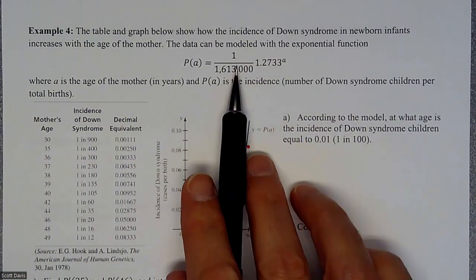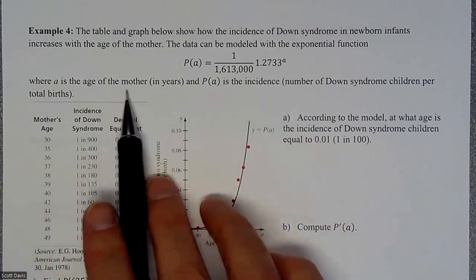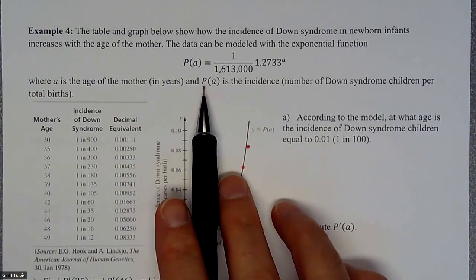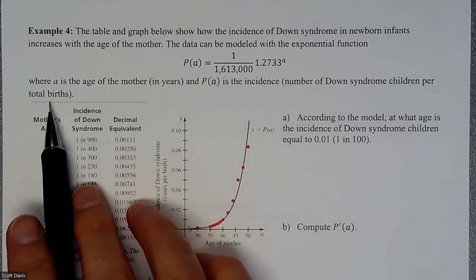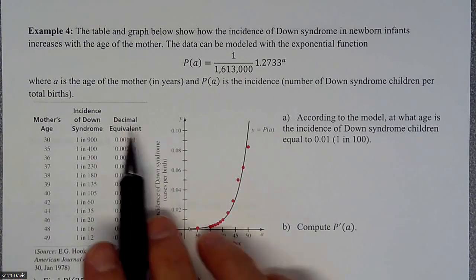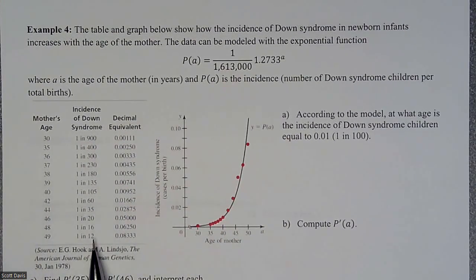All right, so here's your exponential, here's your initial value, and then you have a growth rate of about 27%. Where A is the age of the mother in years, and P of A is the incidence, the number of Down syndrome children per total births. Right, so here's our data. At age 30, 1 in 900 versus age 49, 1 in 12.